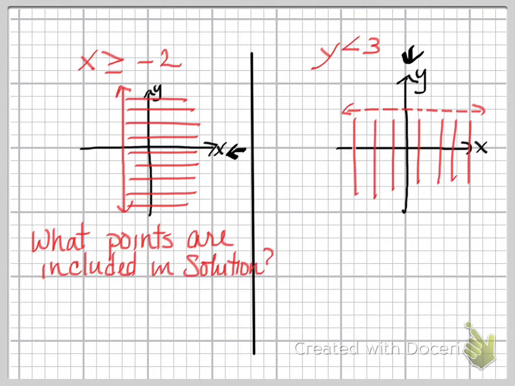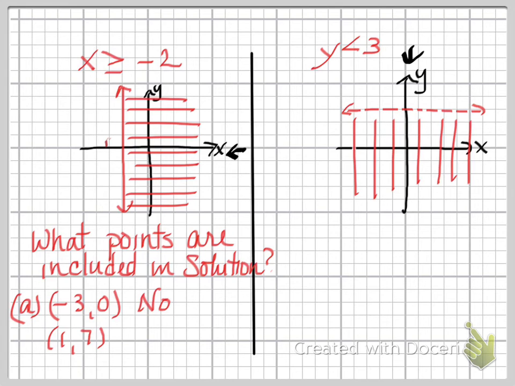Let's look at another type of question you might be asked. What points are included in the solution? So I'm just going to put a couple. What about negative 3, 0? Find negative 3, 0 on this number line. Well, negative 3, 0 would actually be over here. That's not in the shading, so that would be a no.